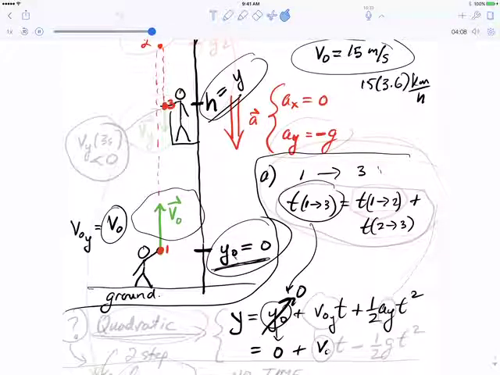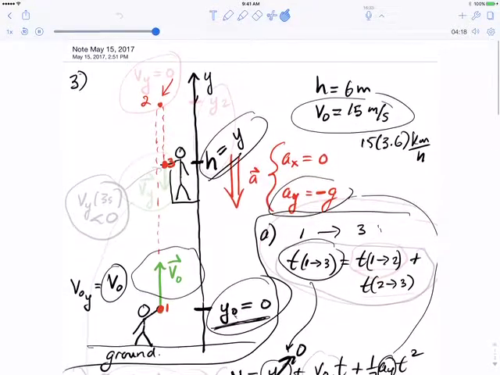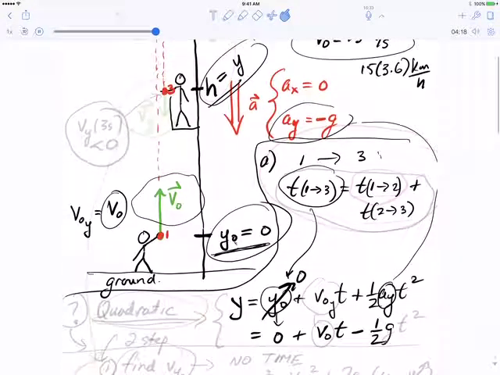It's just v naught times t. T, of course, is what we want. And then a_y is negative g because of the choice of y being positive upwards. So putting everything in, this is what I know from this equation. And t is what I want. So I know everything except for t.